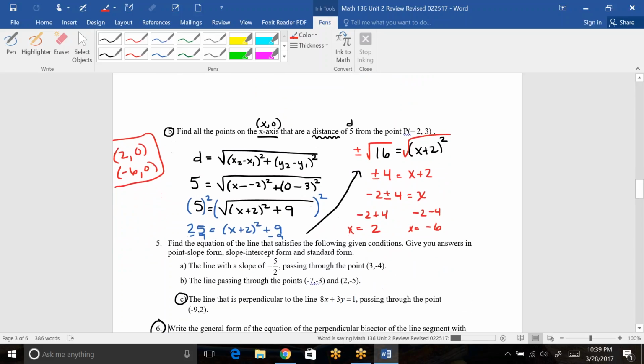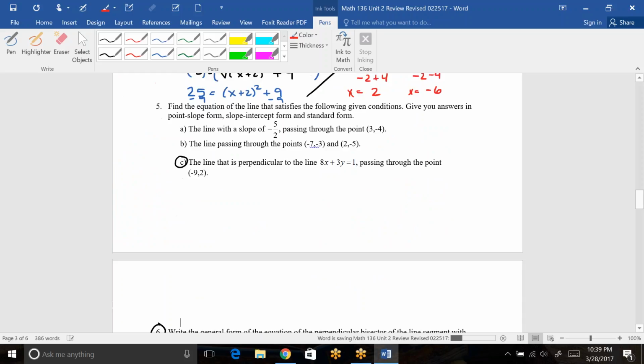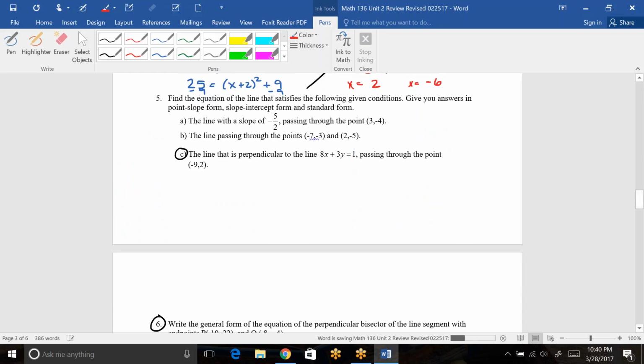Okay, I believe the next one we had a question about was 5C. So 5C says the line that is perpendicular to the line 8x plus 3y equals 1, and it passes through the point -9, 2. So the first thing we need to do is find the slope of this line right here. Once we find that, we will make it perpendicular, and then finally we will use our point. So find the slope of the line, make it perpendicular, then use your point.